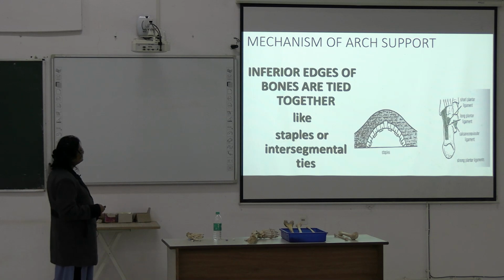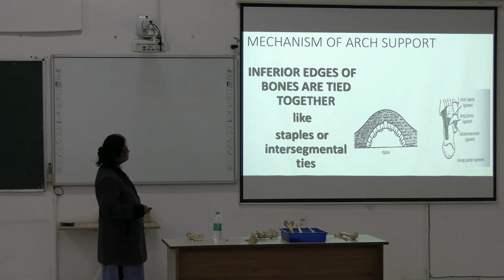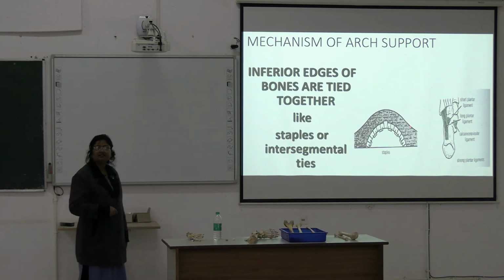Staple action. So inferior edges of the bone are tied together like staples or intersegmental ties. So these are the stones, they are kept together by this staple like structure. These are known as intersegmental ties. You can see there are plantar ligaments. Here is the long plantar ligament, this is short plantar ligament, here is plantar calcaneonavicular ligament, or spring ligament. All these are acting as the intersegmental ties or staple like structure, keeping the bones together.